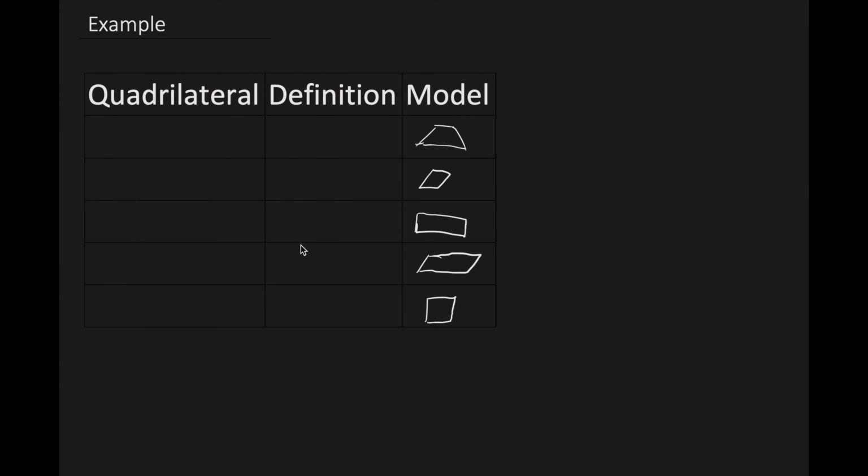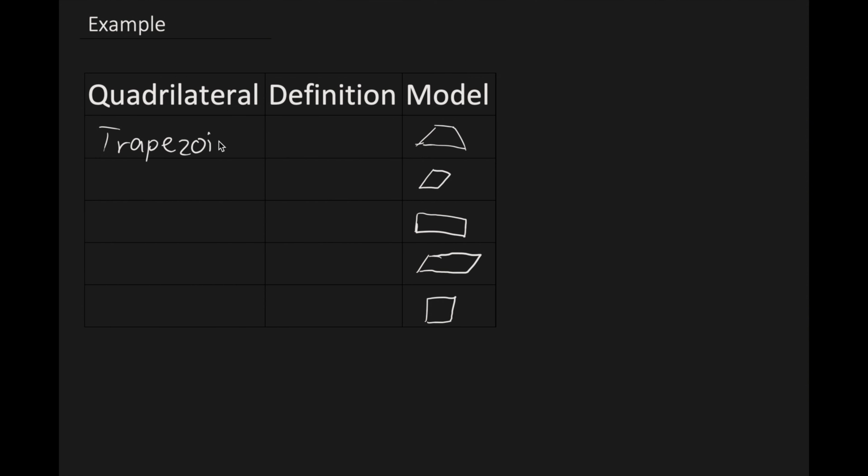So I have this table here. Make sure you get familiar with this. This is what our lesson is going to be circling around. Our table says quadrilateral, definition, and model, and then there are these different shapes. That's what we're going to be working with. So what can we define the first one as? We all know that this one is a trapezoid.